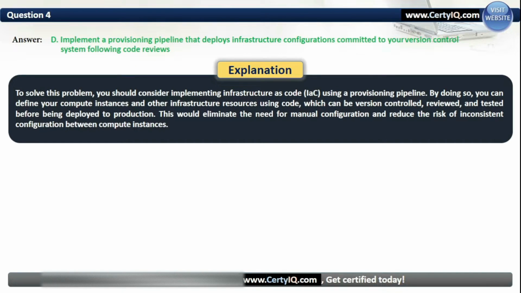To solve this problem, you should consider implementing infrastructure as code using a provisioning pipeline. By doing so, you can define your compute instances and other infrastructure resources using code which can be version controlled, reviewed, and tested before being deployed to production. This would eliminate the need for manual configuration and reduce the risk of inconsistent configuration between compute instances.